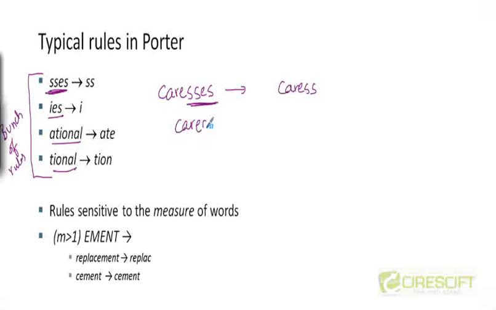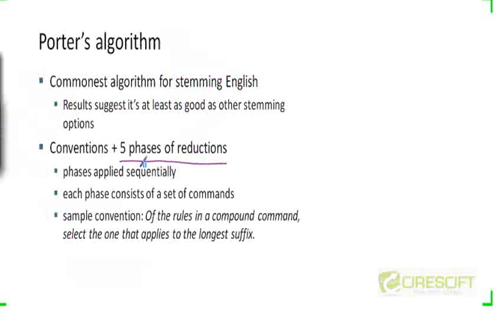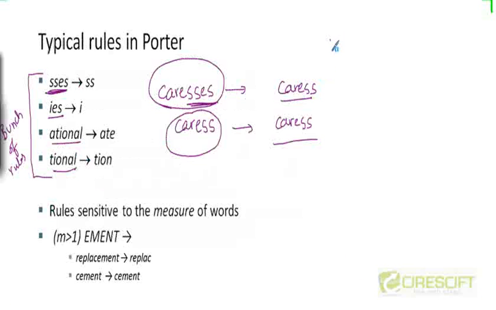And if it's something like caress itself, there's no suffix here that matches any of these strings, and so this will remain as it is. So the different forms of this word have gotten mapped to the same term. This is what happens in a particular phase of reduction. Now once this is done, you will have phase 2. In phase 2 there'll be another set of rules. There may be a rule saying, take SS and map it to S, in which case after phase 2 this will become cares.